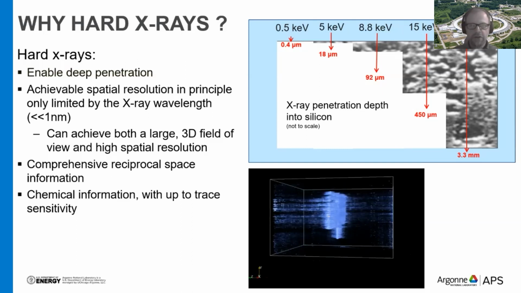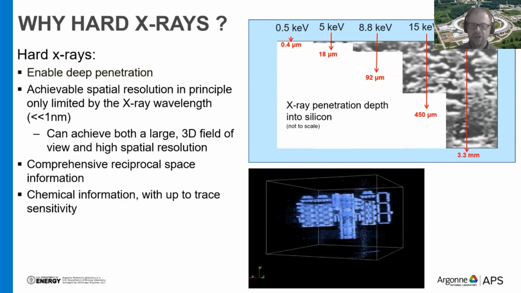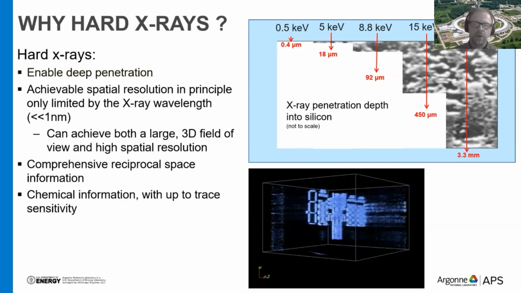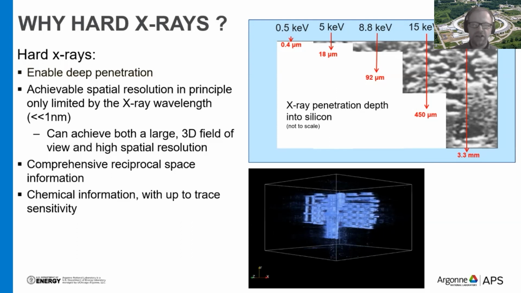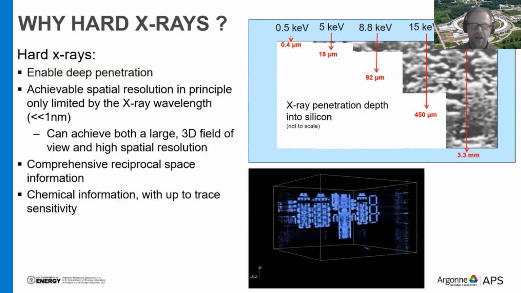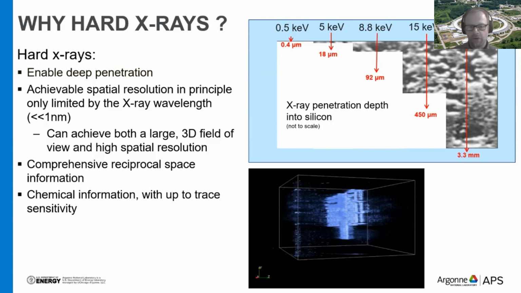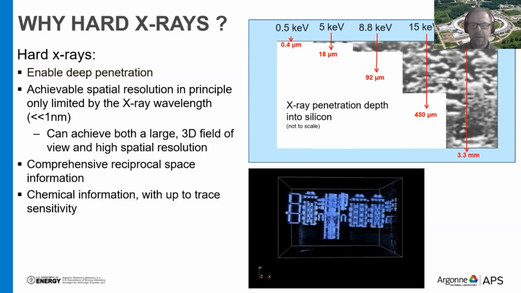In principle, you can achieve spatial resolutions that are only limited by the X-ray wavelength, which is much smaller than a nanometer. In reality, we're not quite there yet, though we're making, I think, quite a bit of progress. And in particular, you can achieve this both with very high spatial resolution, but also simultaneously a very large 3D field of view. In addition, you can collect comprehensive reciprocal space information.